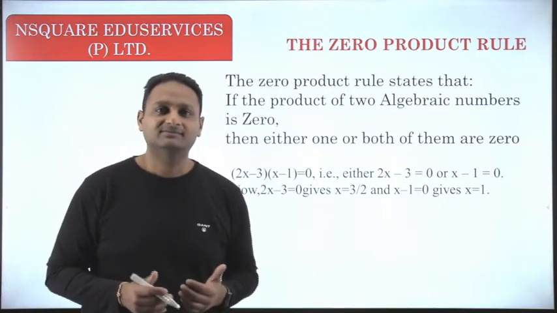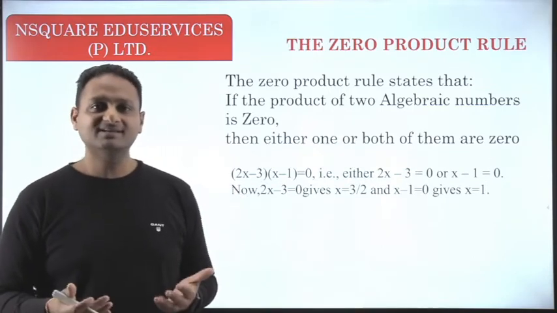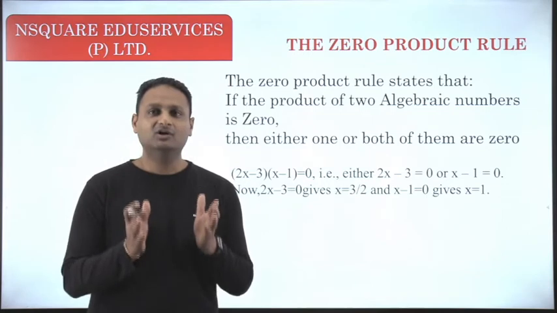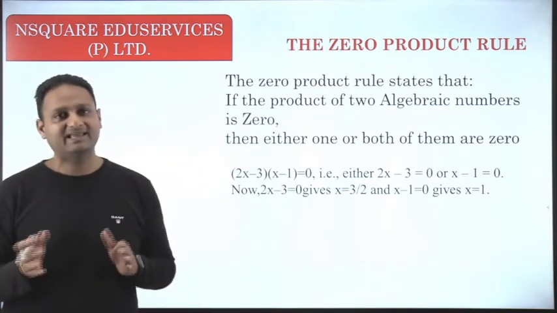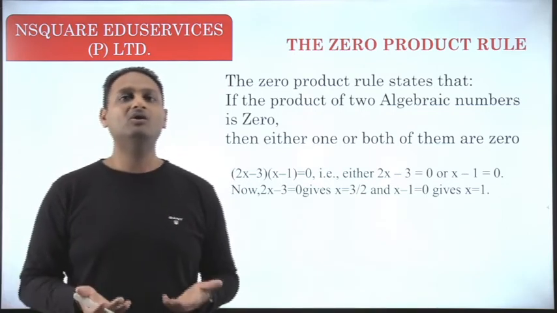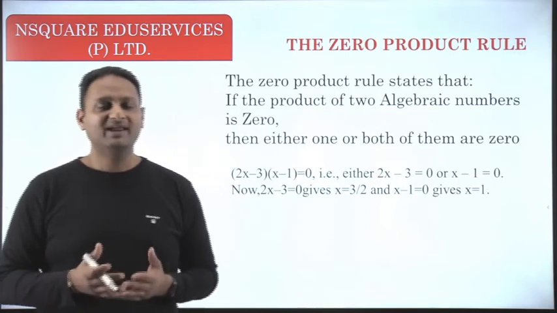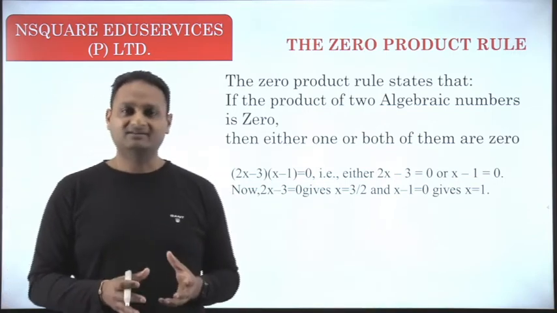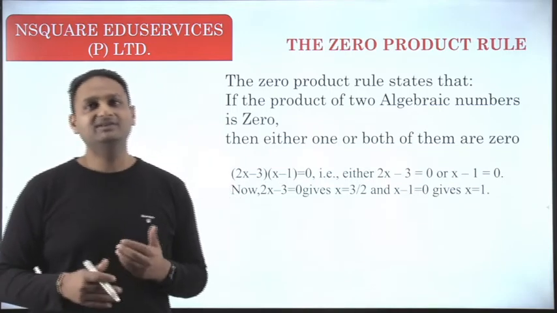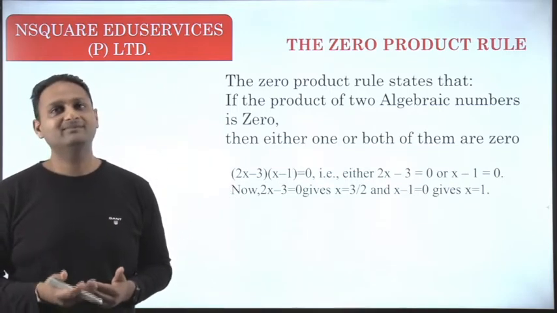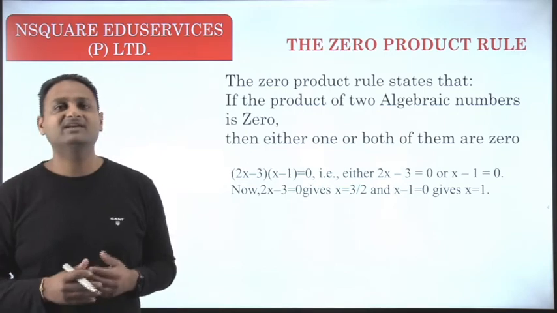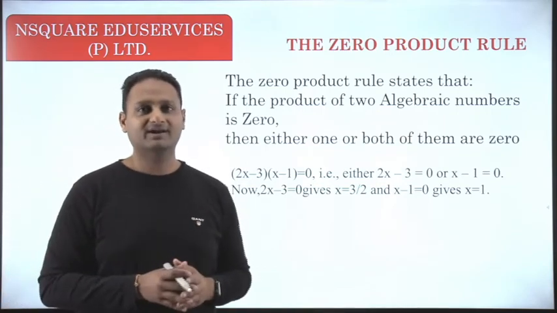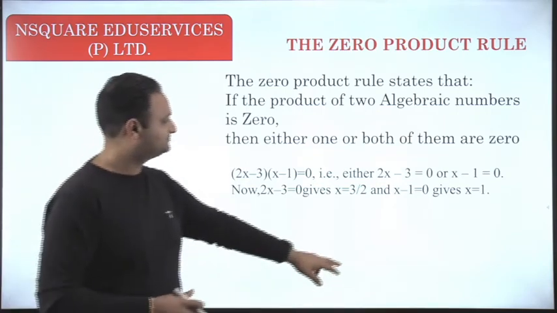Right, friends? The zero product rule, what is it? If the product of two or more numbers is 0, then one or more or all of them are 0. So we break down a quadratic equation into two linear factors, and then use the zero product rule to find the answers. In this way, we can find the roots of the quadratic equation.